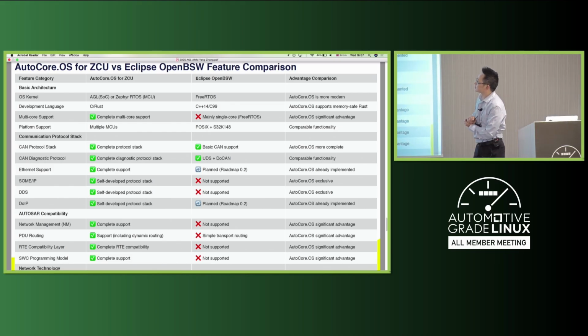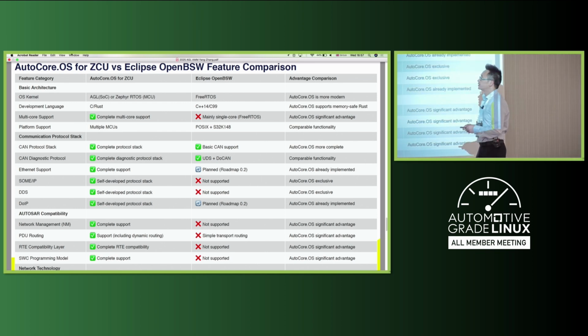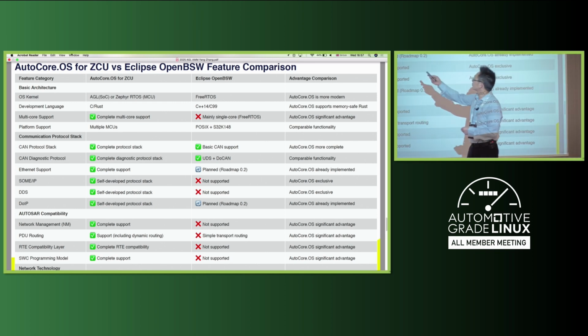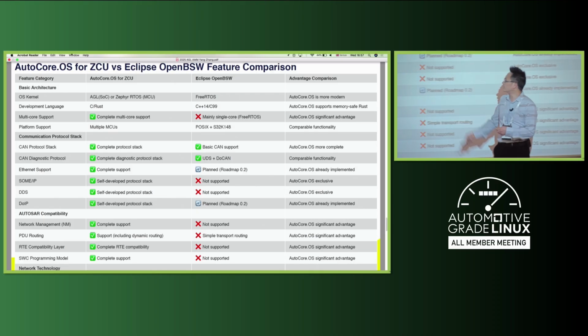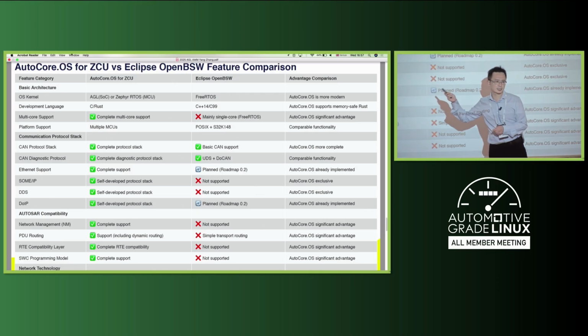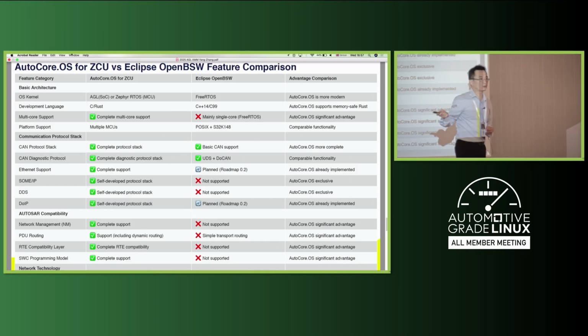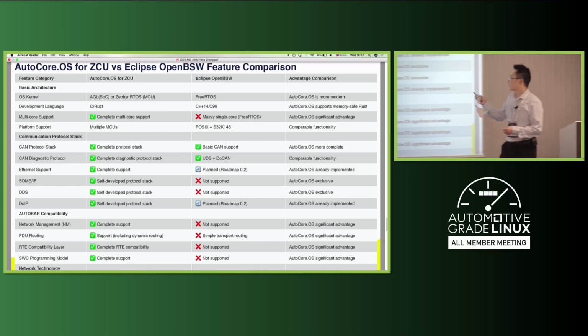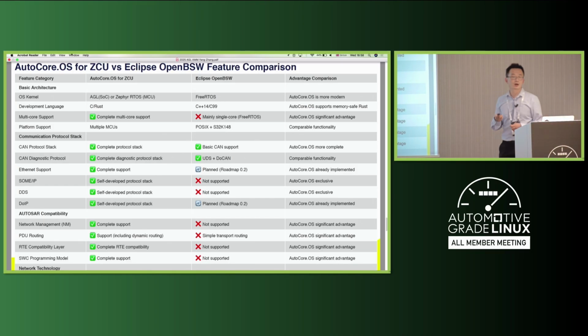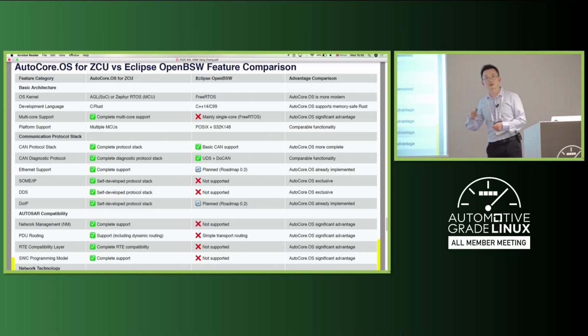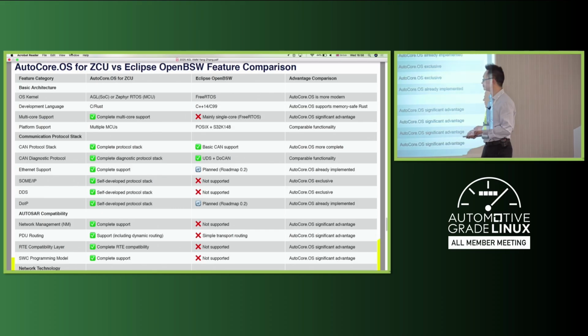Then if you look at the protocol stack, there's actually a lot more we can do. For example, on the CAN protocol stack, it's probably on par. But if you look at the latest TSN-capable Ethernet backbone, as I said, the Zephyr-based RTOS is clearly winning. And you will find those IPs in pretty much all the new multi-core MCUs coming up, supporting the Ethernet backbone.